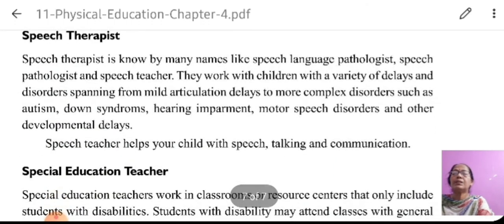Speech therapist. A speech therapist is known by many names like speech language pathologist, speech pathologist, and speech teacher. They work with children with a variety of delays and disorders spanning from mild articulation delays to more complex disorders such as autism, Down syndrome, hearing impairment, motor speech disorders, and other developmental disorders.